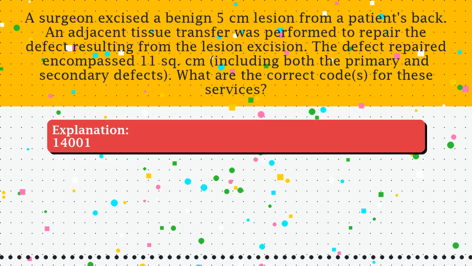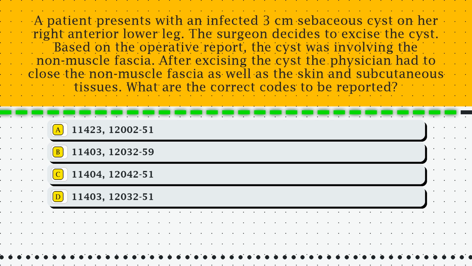Question 41. A patient presents with an infected 3 cm sebaceous cyst on her right anterior lower leg. The surgeon decides to excise the cyst. Based on the operative report, the cyst was involving the non-muscle fascia. After excising the cyst, the physician had to close the non-muscle fascia as well as the skin and subcutaneous tissues. What are the correct codes to be reported?